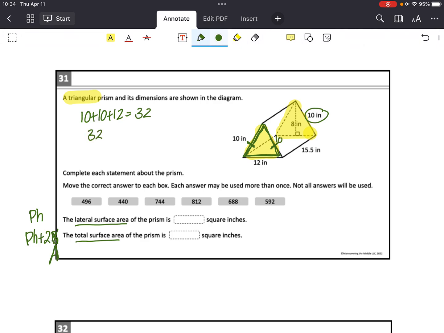Then I'm multiplying that by the height of my prism. That means from one triangle all the way to the other triangle. Therefore, this 15.5. And that would get me an answer of 496 square inches. It already says square inches here, so I would just need to drag in that number.